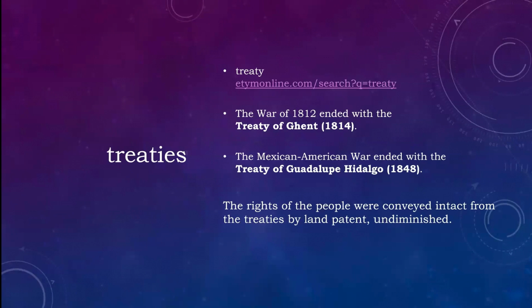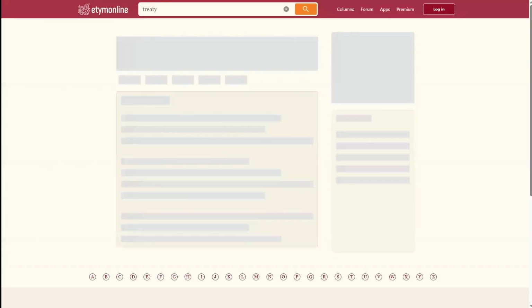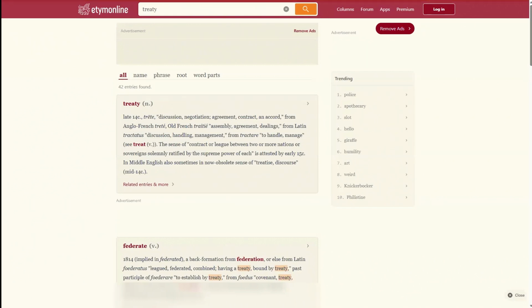You get that? If we didn't have treaties, we'd be at constant war. Well, we kind of are anyway, but the point is that treaties end wars. Let's look at the definition or the source of the meaning from Etymonline.